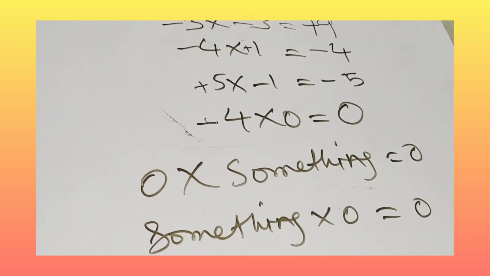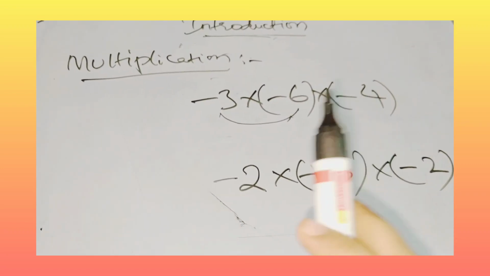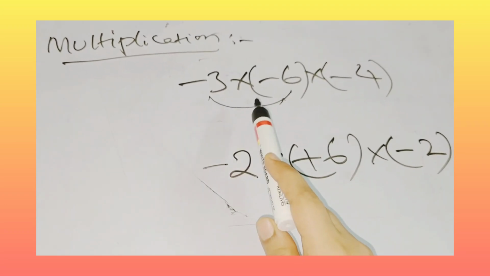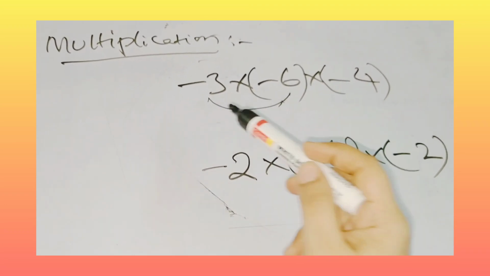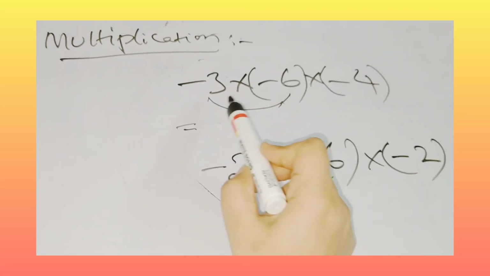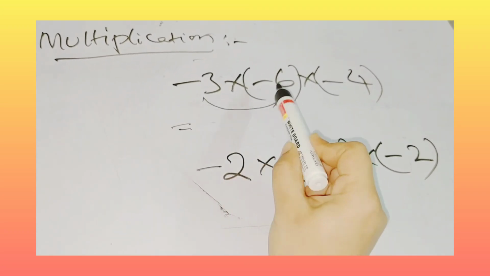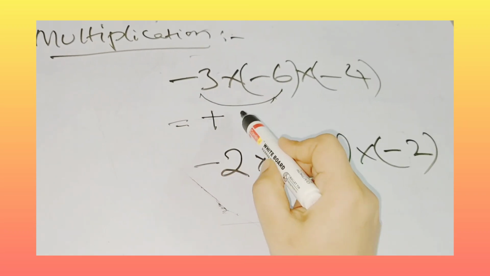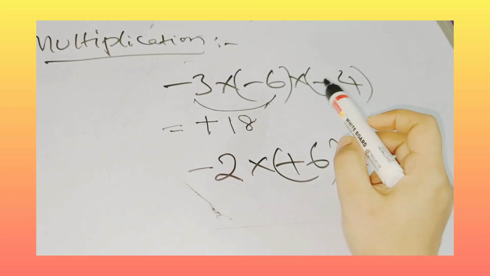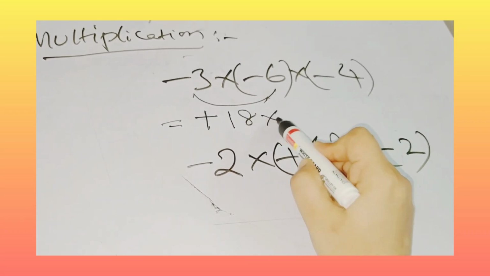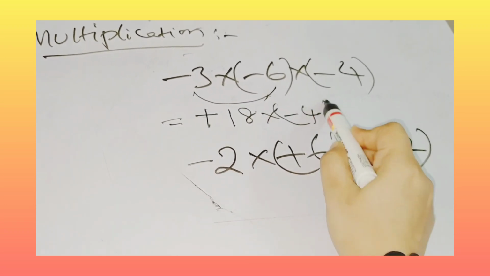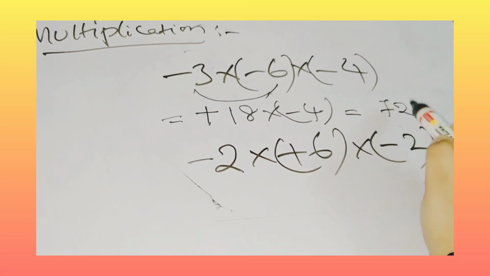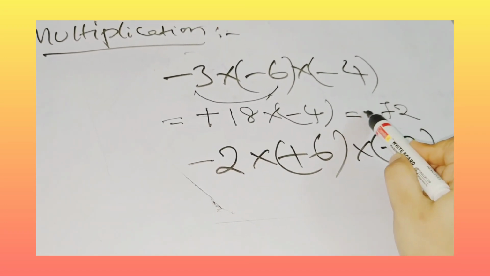Now how to do 3-number multiplication of integers. Here 3 numbers we are taking, minus 3 into minus 6 into minus 4. First we are taking 2 numbers. Minus into minus is plus again. 3 6s are 18. Into again minus 4. What is 18 4s? It is 72. Then plus into minus is again minus.